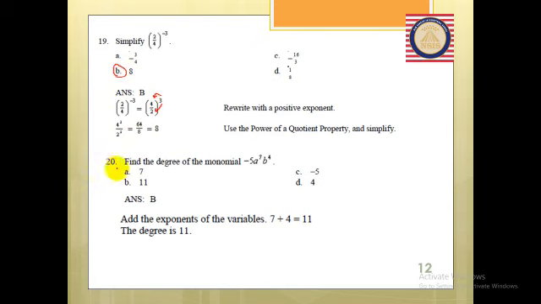Okay, let's complete. Find the degree of the monomial. I have here a monomial. Do you remember how to find the degree of the monomial? I'm adding the power of the variables. I have here a variable and b is a variable. And this is one term. If it's one term, I'm adding the power. So 7 plus 4 is 11. Okay, very good. So the degree is 11th degree.